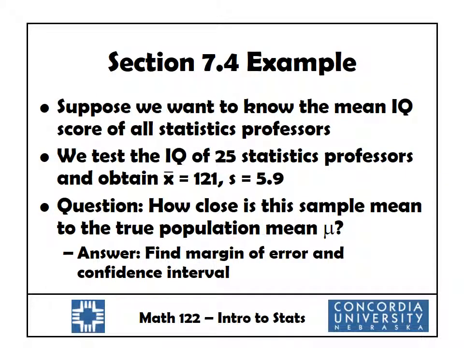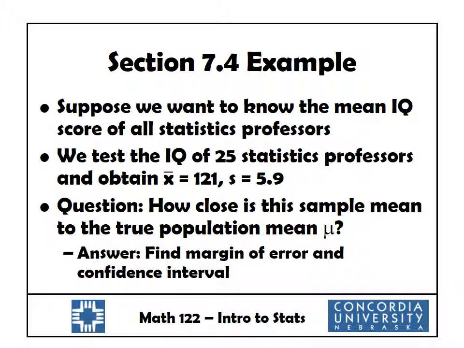In section 7.4, we dealt with similar calculations, except we dealt with means rather than proportions. So one example we did there was estimating the mean IQ score of all statistics professors, where we went out and surveyed 25 professors. We got a sample mean of 121 and a sample standard deviation of 5.9. So this sample mean of 121 was an estimate of our population mean. So we asked the question, just how close is that sample mean to the true population mean mu? In other words, just how good of an estimate is it?